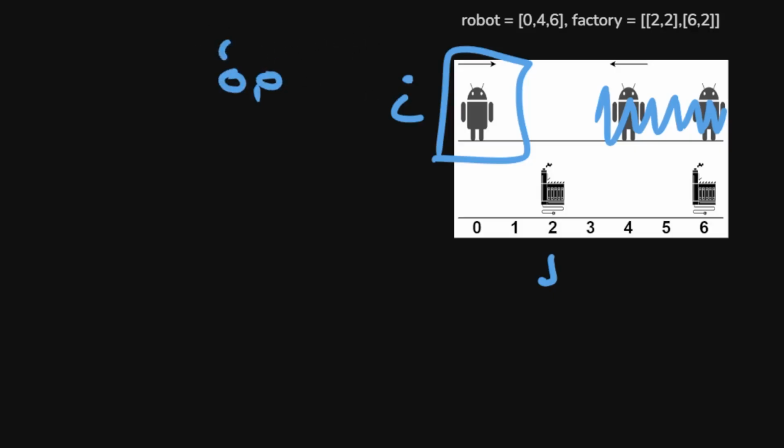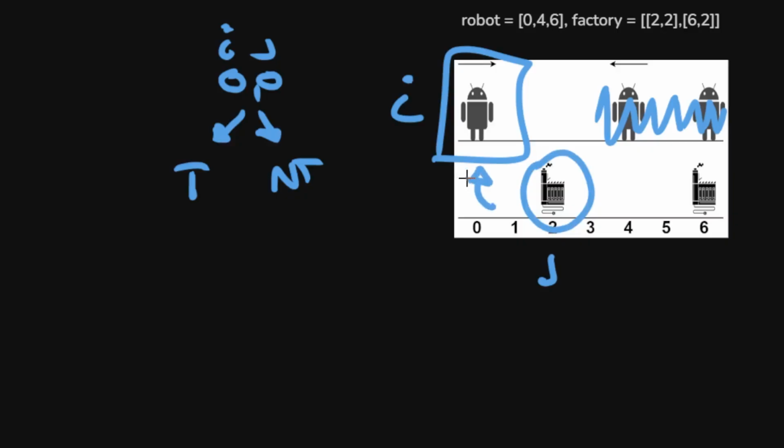So this is i, this is j, and we have 2 choices here. We have to repair this robot. So regarding this factory, we can either take it or not take it and continue. If we take the factory, meaning we use this to repair this robot, next we can move to the next robot. So i is 1, and maybe we can move to the next factory. Why do I say maybe? Well, because remember that every factory has a limit.